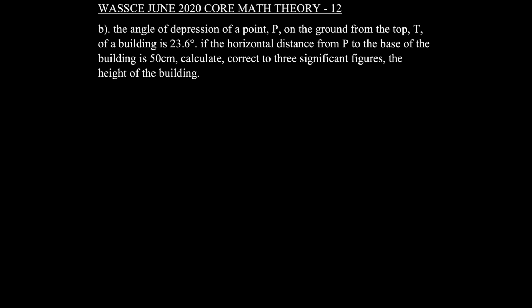Question 12b. The angle of depression of a point P on the ground from the top T of a building is 23.6 degrees. If the horizontal distance from P to the base of the building is 50 centimeters, calculate, correct to 3 significant figures, the height of the building. So let's begin with our solution for 12b.